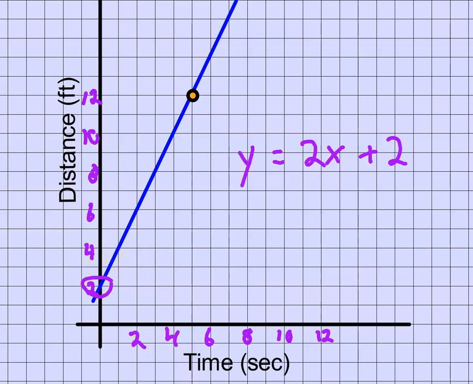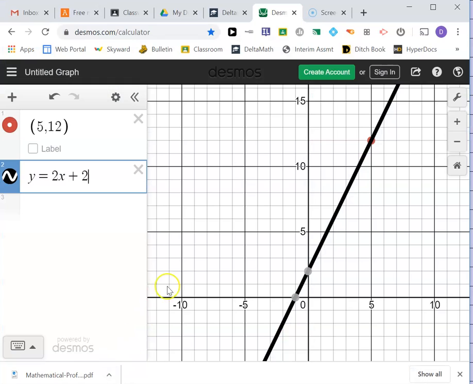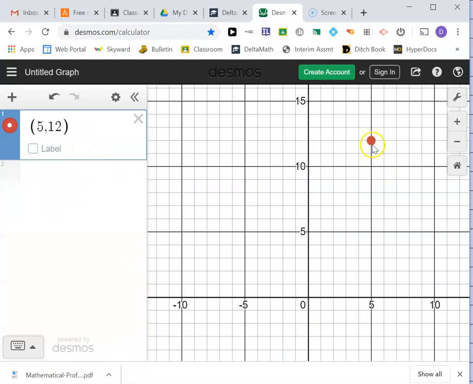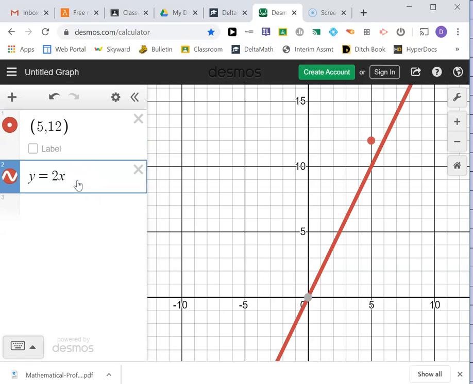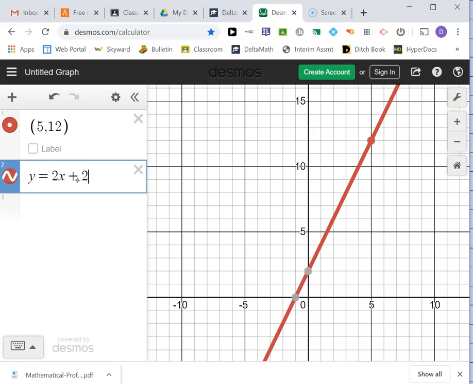You could also have maybe done this using Desmos. You could say, look, here's the point (5, 12) representing that they're at 5 seconds in, they're at 12 feet from the starting line. And then you could say, look, I know the equation starts with y equals 2x because that has to be their speed. And then, hey, look at this. We're 2 units below the point, so if I just put a plus 2 there, that worked.